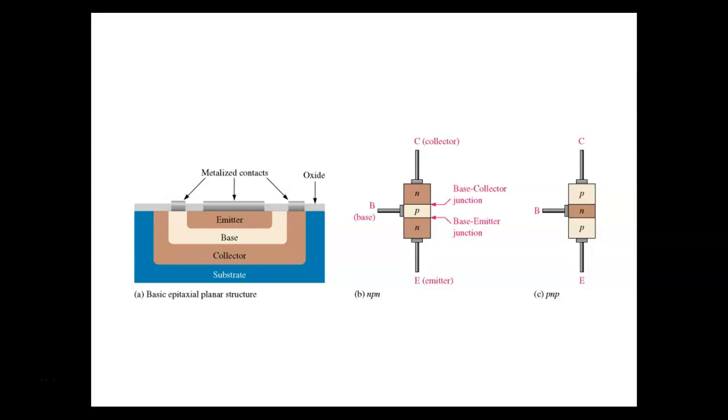So this is basically what it looks like. And then we would have connections to this. So these would be the leads. This would be the base lead. This right here would be the emitter. And then this would be the connection to the collector.